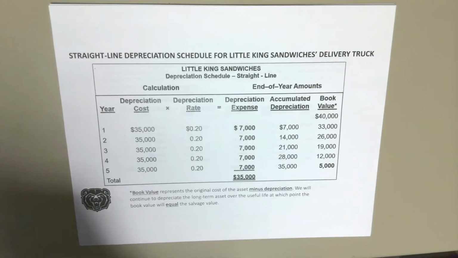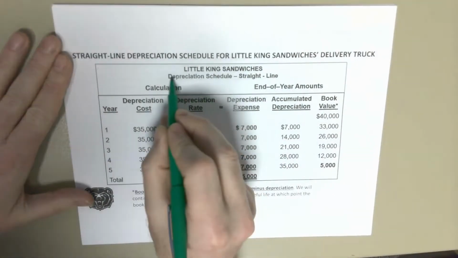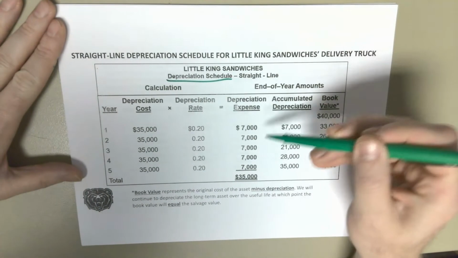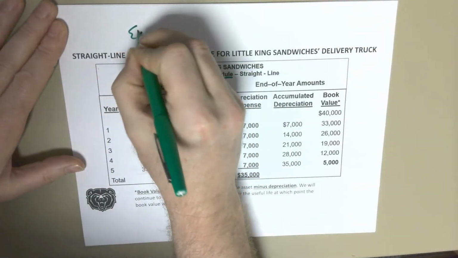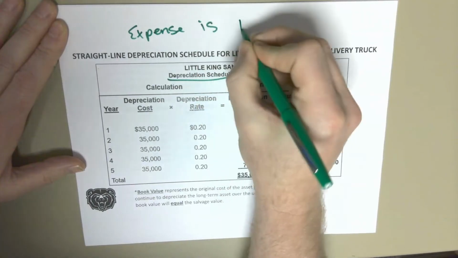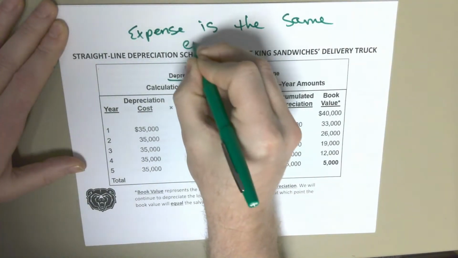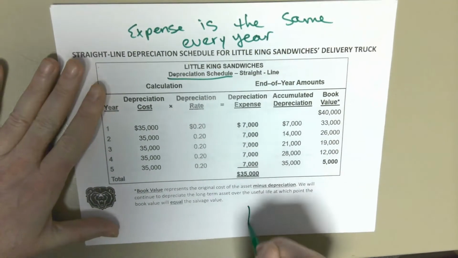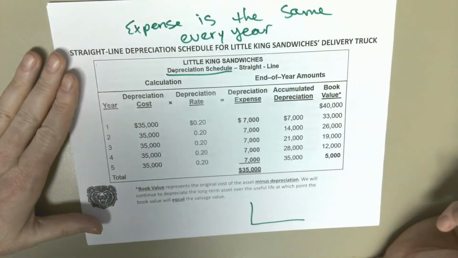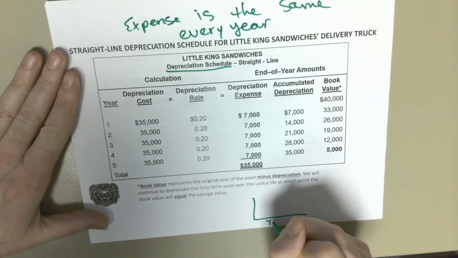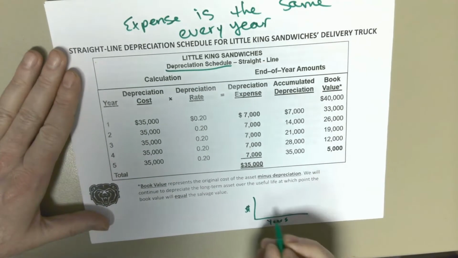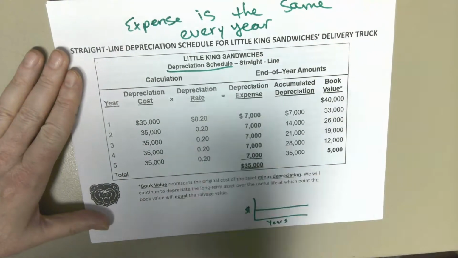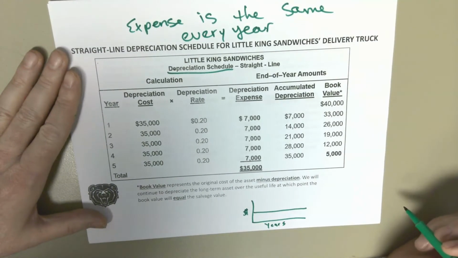Okay? So what's that look like? Well, this is what we call a depreciation schedule. Okay, you would have this worked out for yourselves. And this just tells you because it's straight line, your expense is the same every year, okay? If you had a graph of depreciation, where these are your years, and this is the cost every year, the graph looks like that, okay? It's the same amount every year, okay?